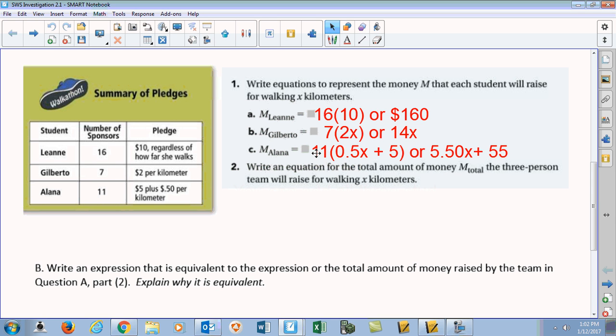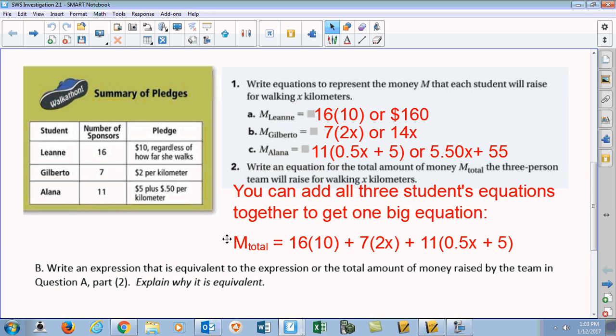So if we were to find an equation for the total money of all 3 people in their team, all we're going to do is take these 3 expressions and just combine them by adding them together like so. So you can have them as what we have written here, or you could write just 160 plus 14x equals 5.5x plus 55. So either way is correct, but again, you're just going to combine all 3 people together to get the team dollar amount total.